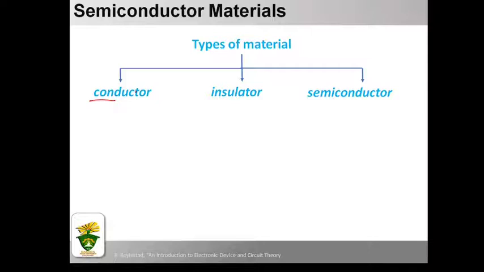A conductor is a material that will support a generous flow of charge when a voltage source of limited magnitude is applied across its terminal. So, this type of material will support a flow of current. So, you can pass electricity through it. Examples of this are silver, copper, gold, and aluminum. They are some prominent examples of conductors.